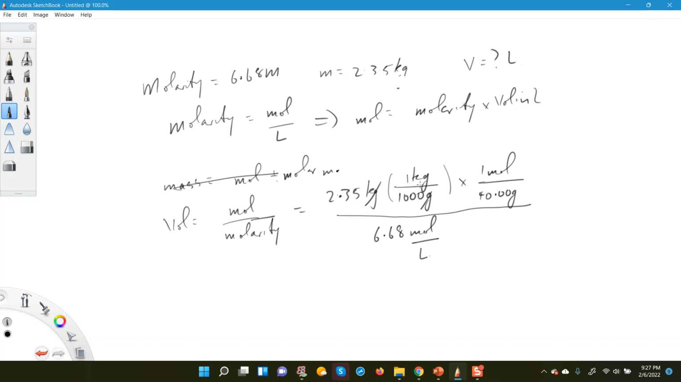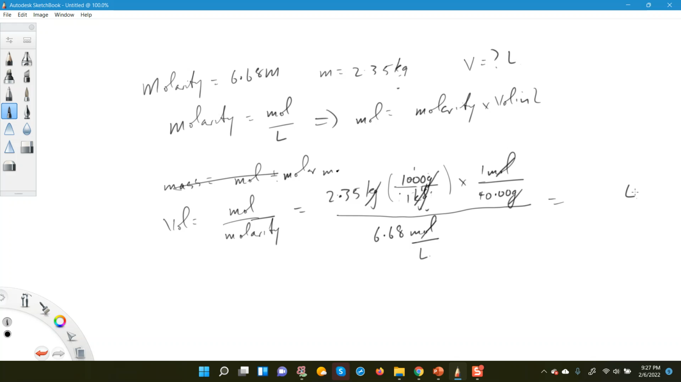Okay, I made a mistake here. What's the mistake I made? The mistake I made here is that I should have 1,000 grams above here and 1 kilogram below here. It's a good thing I caught that mistake. So let me do 1,000 grams here and 1 kilogram below. All right, so the kilogram unit goes, the gram unit goes, the mole unit goes, and therefore the only unit remaining would be the liter unit.